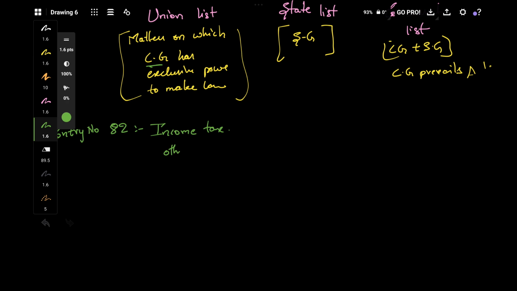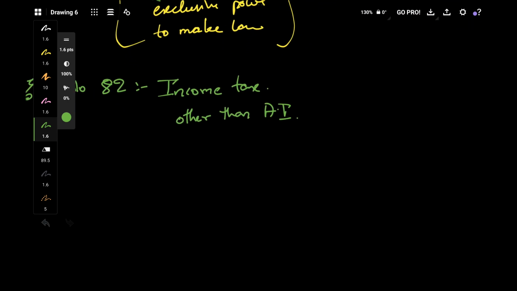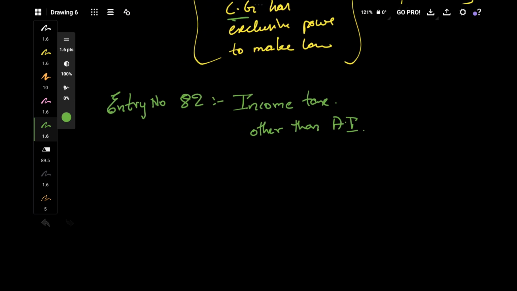Income tax other than agriculture income, other than agri income. So yeah, this is entry number 82, income tax. And entry number 83 is customs duty. Customs is nothing but tax on imports, including export duties. So even on exports the government can levy tax, but the government doesn't levy. There are reasons for that. I'll explain that later, don't worry.